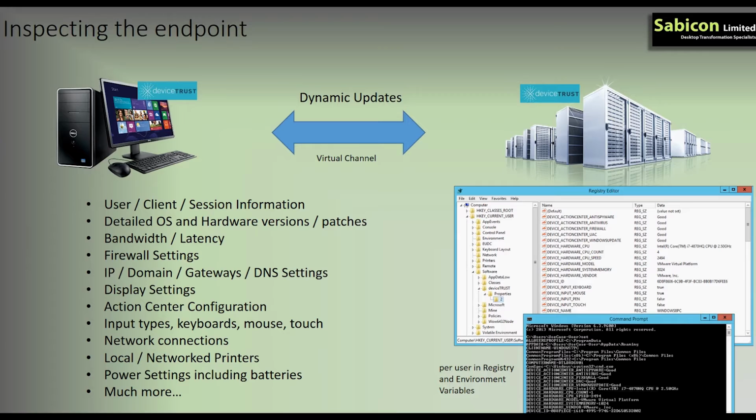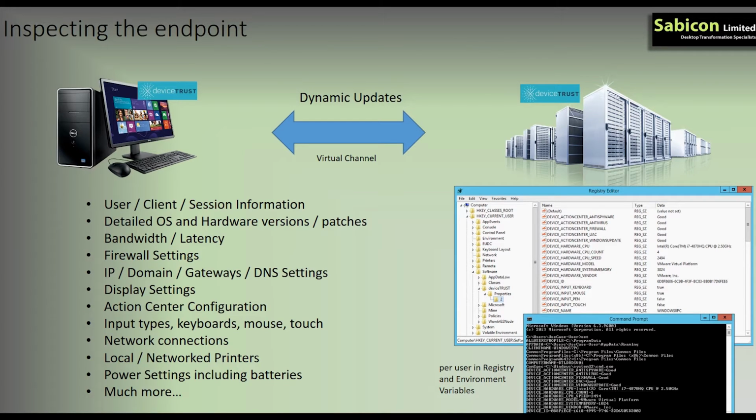IP, domain, gateways, DNS settings to enable you to check whether or not they're actually on your network, whether they're on a public network. Display settings, whether they've changed them, what size the screen is, may depend on what type of applications or which icons, or whether you put any icons on the desktop. Action Center configuration, how it's been set up. Input types, keyboards, mouse, touch devices. Network connections, local printers and networking printers. Power settings, including battery settings, and much more.